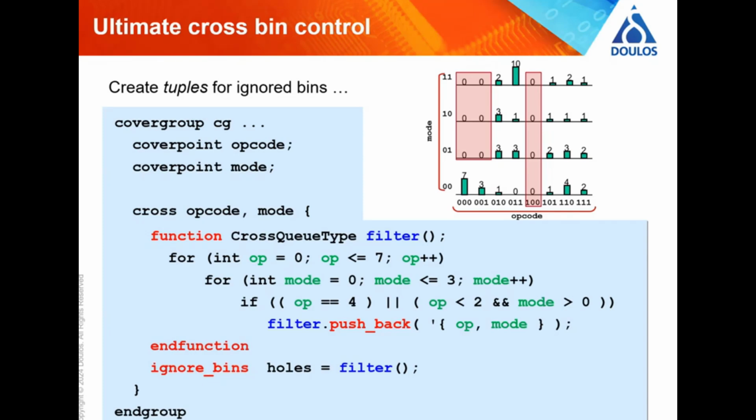And then we're saying if the opcode is 4, that one column we want to take out, or the opcode is less than 2 and mode greater than 0, then we're going to add them to this set. And really what we're saying here is this opcode is your column, the mode is your row. So column and row, and then you pass that back to your ignore bins here, and that will actually pull out all those things from your coverage.